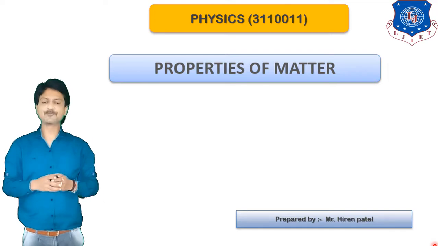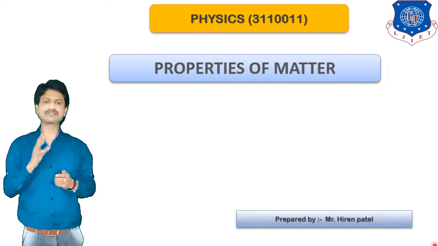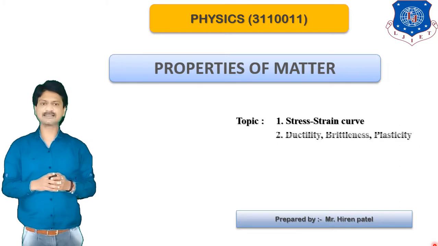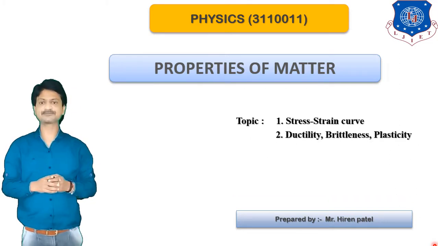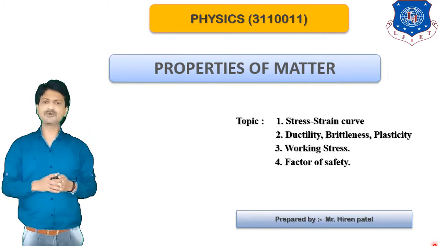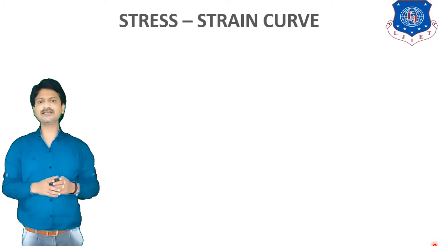Now, in this video, we will learn topics such as the stress-strain diagram, which is also known as the relationship between stress and strain. Also, a few properties of material such as ductility, brittleness and plasticity, along with working stress and factor of safety. So let's start with the first topic of today's session, that is the stress-strain curve.